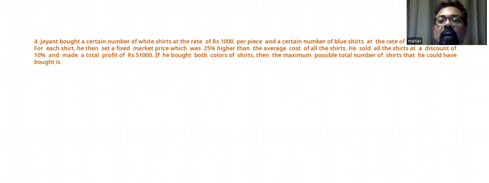The mark price is 25% higher than the average cost price, and then a 10% discount has been given. And finally, 51,000 rupees is the profit. You have to find out the minimum number of shirts, the total number of shirts.